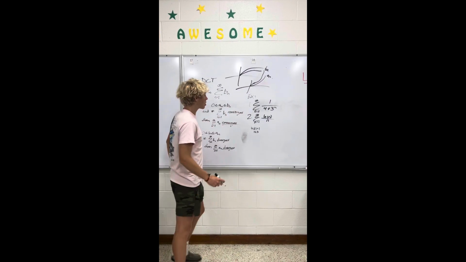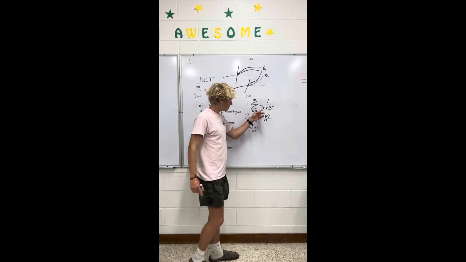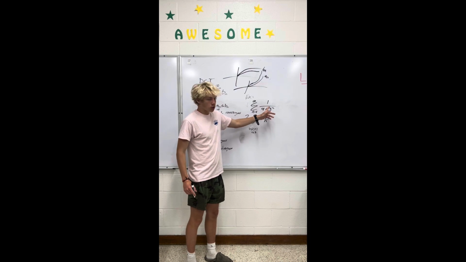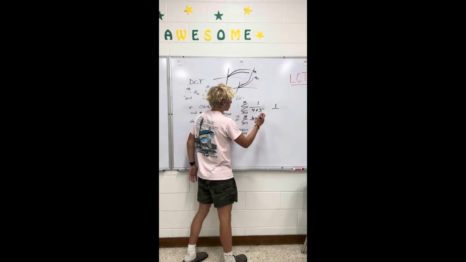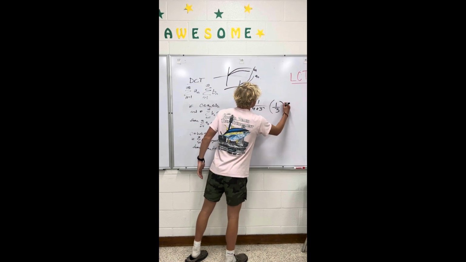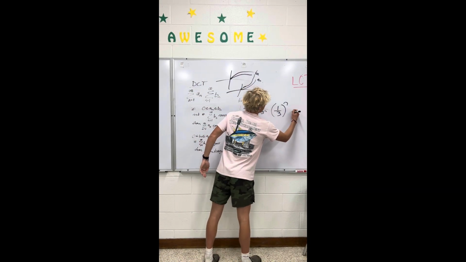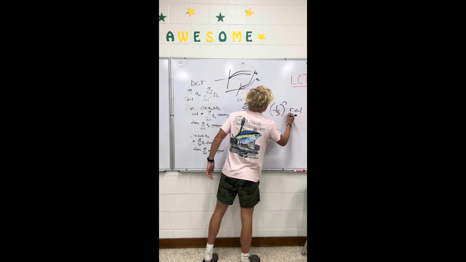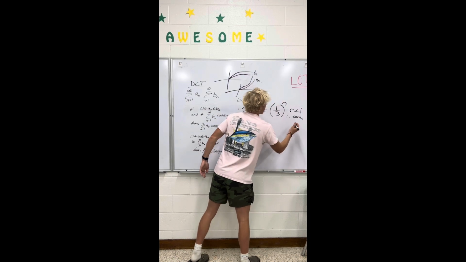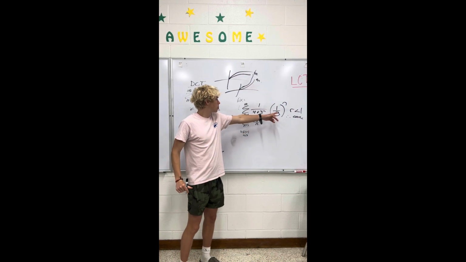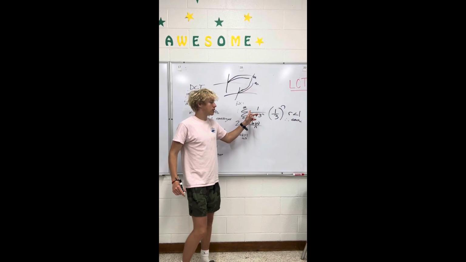So here are two examples, and what we want to do is compare them to a known series. For this example, 1 over 4 plus 3 to the n, we can really think of this, because the 4 isn't significant as n goes to infinity, as 1 over 3 to the n. This is a geometric series where the ratio is less than 1. Therefore, this series converges. And since this series is bigger than that series, it must converge by the direct comparison test.